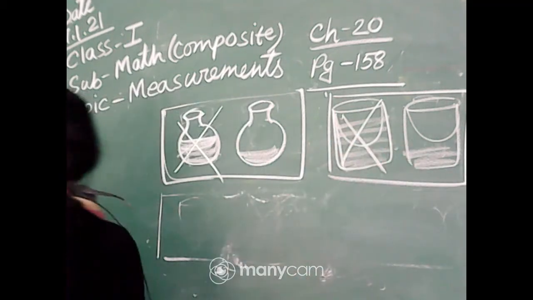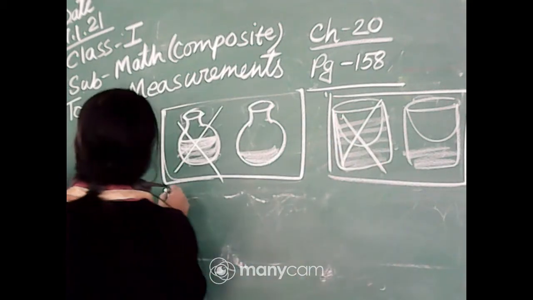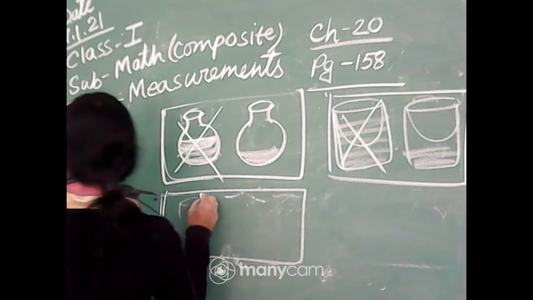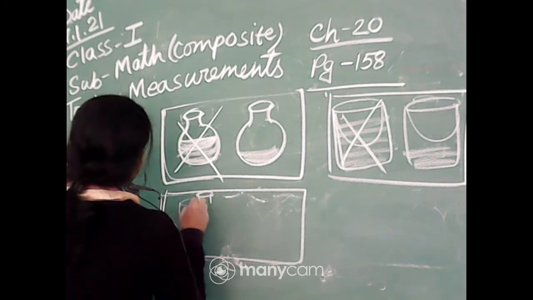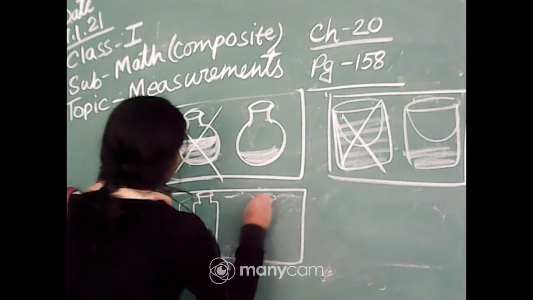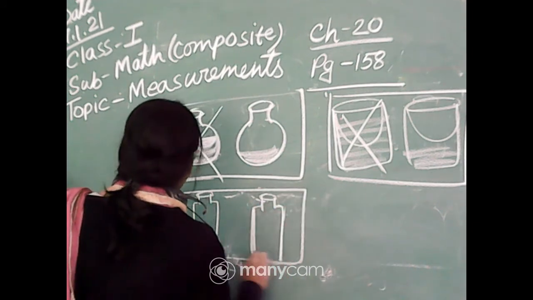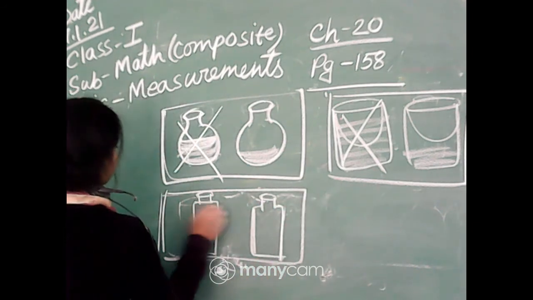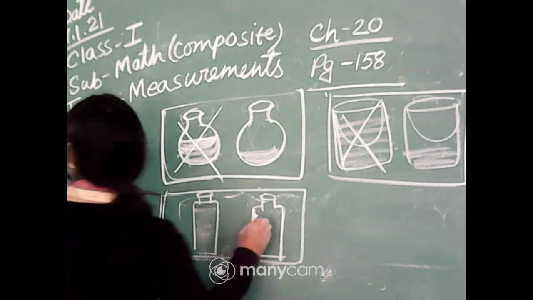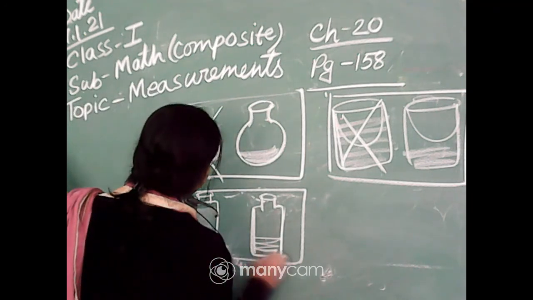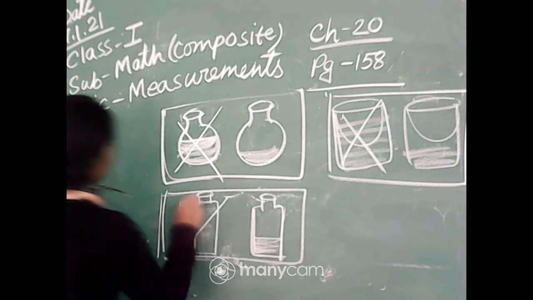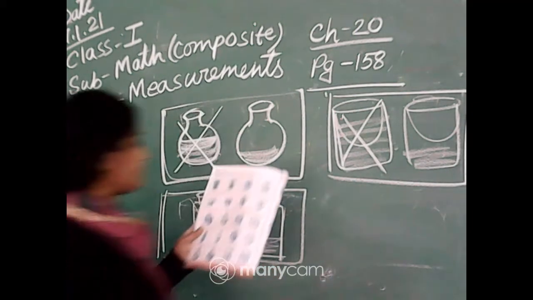Next is bottle. You have to cross the container which has more. This container has more and the next container has less. So which is more? The first one. So please cross the first one.